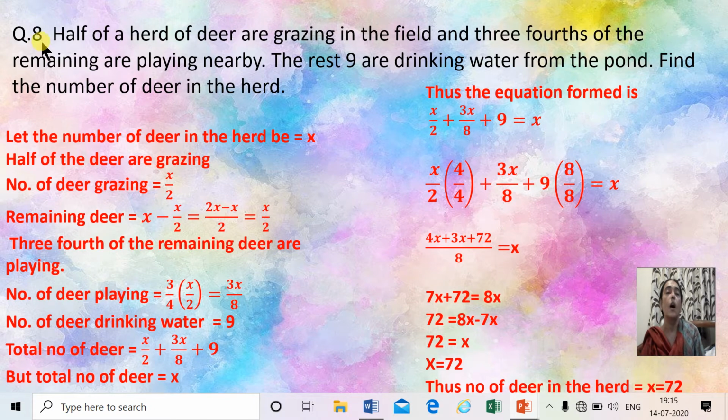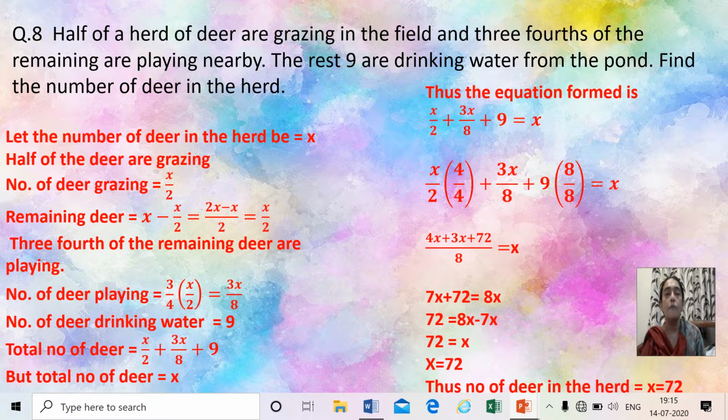Now, half a herd of deer are grazing in the field and 3/4 of the remaining are playing nearby. This question was asked last year as a 4-mark question. These types of questions, that is question number 6, question number 7 and question number 8, can be asked for 4 marks. So practice them thoroughly. Once again I start.